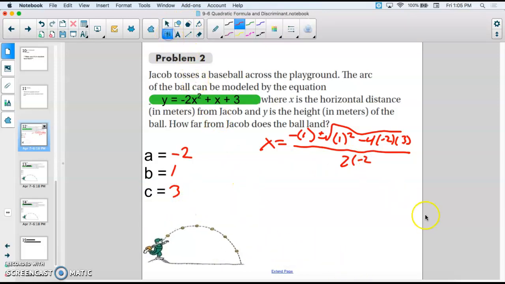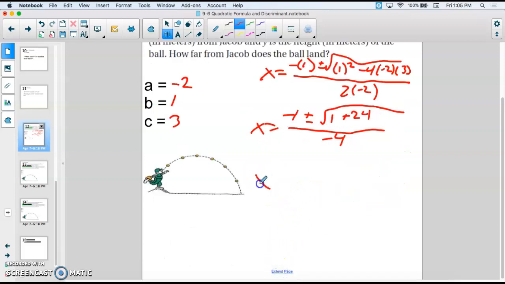All right. Our next step, we get negative 1 plus or minus the square root of 1 squared, which is 1, minus negative 4 times negative 2, which is 8, and 8 times 3 is positive 24, all over negative 4. Okay, and so we keep going. Negative 1 plus or minus the square root of 25, all over negative 4.